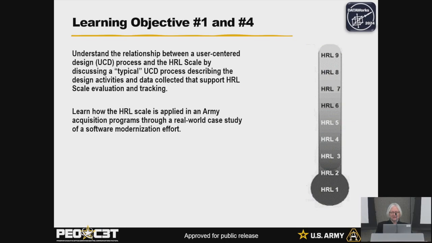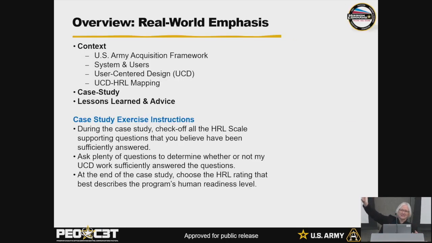Now, while I do this, I would like you to check off. I'm going to have the deliverables, what I did, then I'm going to have the questions underneath. So as I talk about what I did, I want you to think in your mind and check off those questions. Did I answer them sufficiently so that I can move on to the next HRL level? If you have any questions, ask me, and we'll see what you come up with at the end as far as an HRL rating, and I'll tell you what the TRL was at that time, and we'll see how well they align.